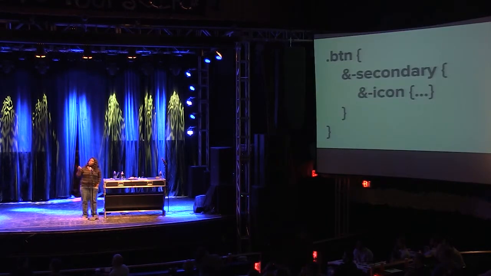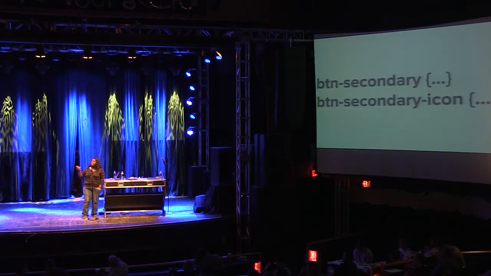So this is an example of nesting a modifier under a submodule. And this would output to something like this. It's not horrible, it's still nicely namespaced, it makes sense, and it's not a ridiculous chain of selectors. It's still one class.